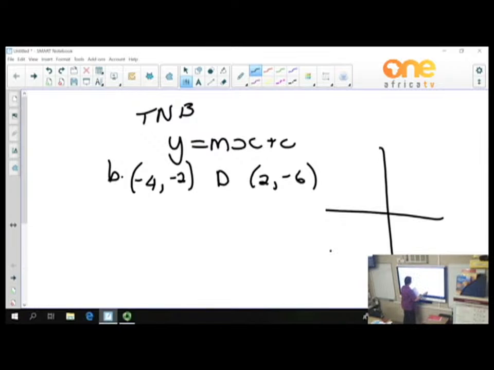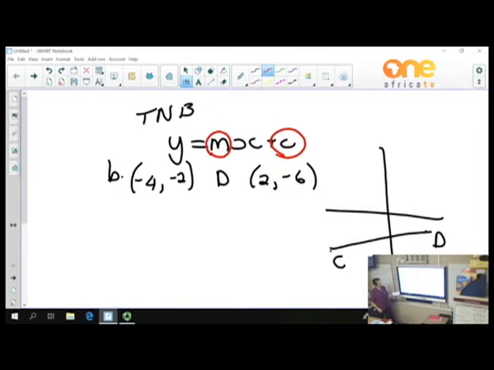I just draw it now to give you the picture here. So this is the point C, and this is then the point D, (2, -6), which will be there. So that is the line that we want now there. So the two things that you need to find is the gradient and the y-intercept. And we find the gradient with the gradient formula, (y2 - y1) over (x2 - x1). What is the gradient in this case? -2/3.